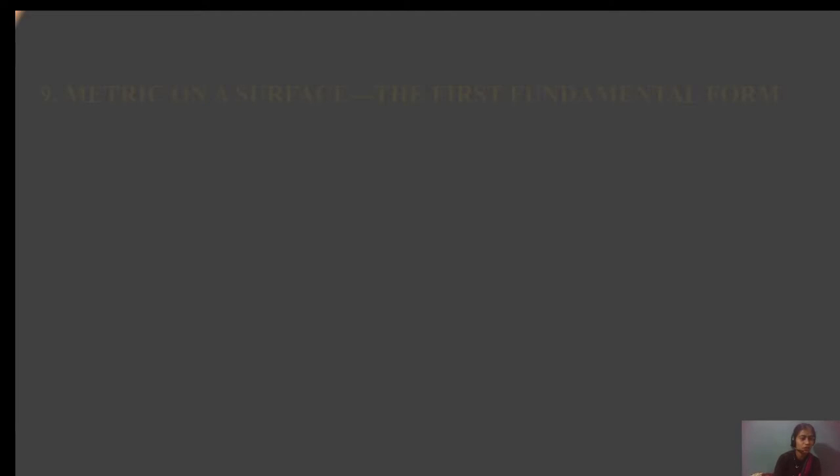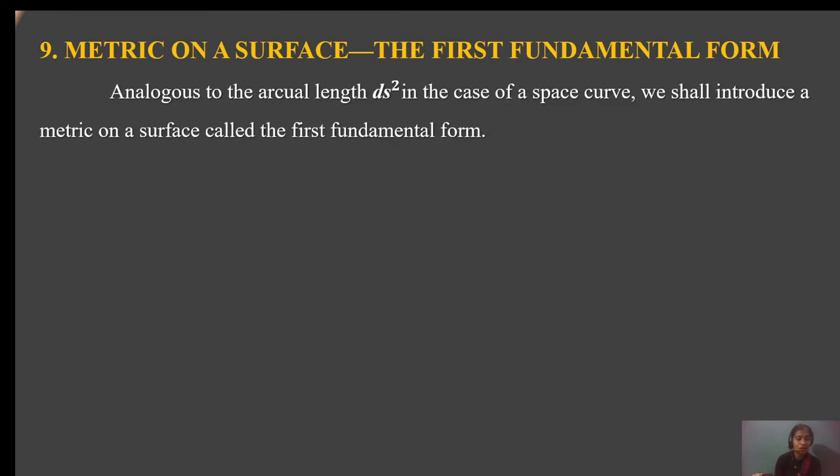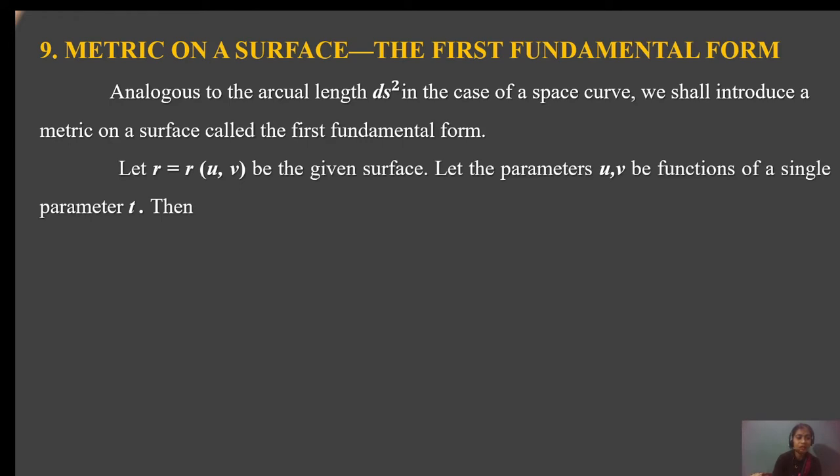Let us go to the next topic that we will be considering, a metric on the surface, the first fundamental form. Analogous to the arc length ds square in the case of a space curve, we shall introduce the metric on the surface called the first fundamental form. Let R equals R(u,v) be the given surface. You know that (u,v) is considered as a domain of the form.